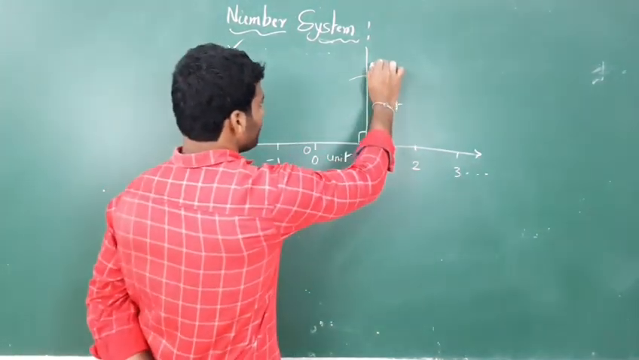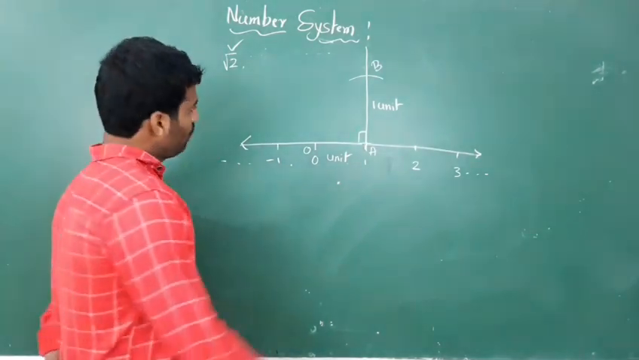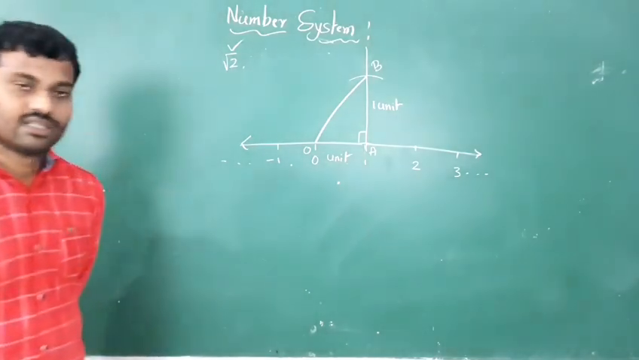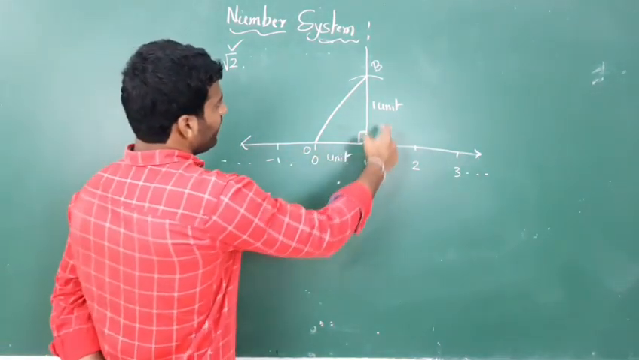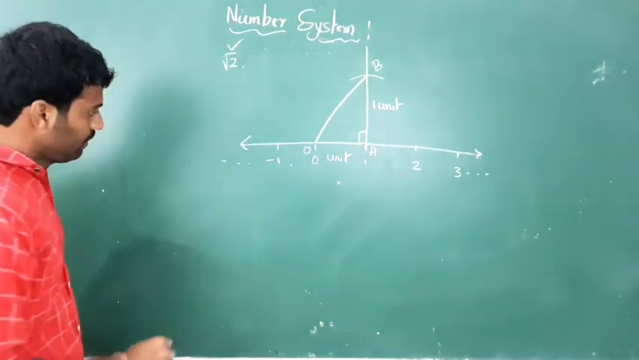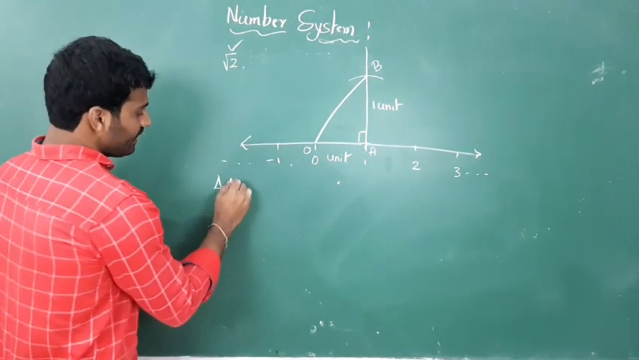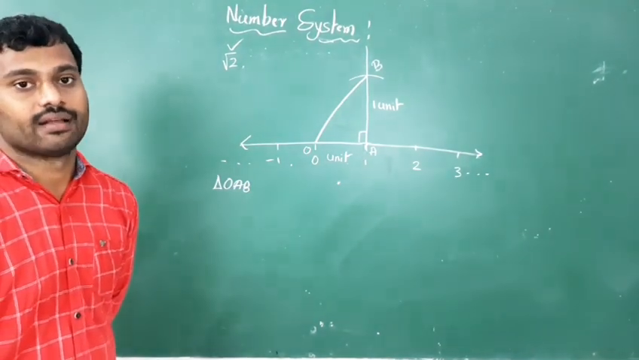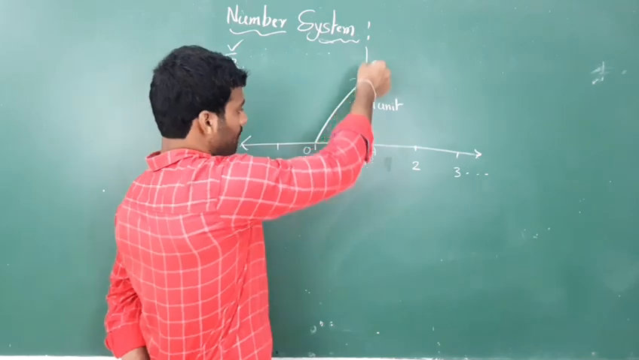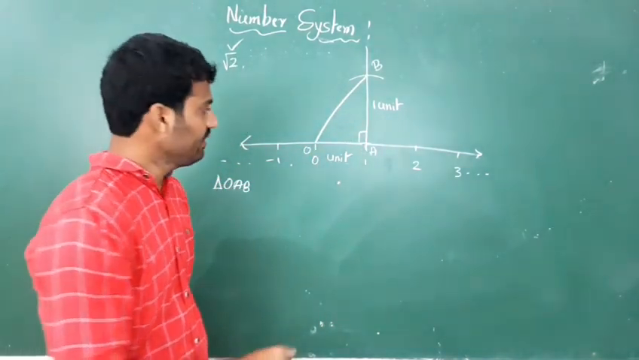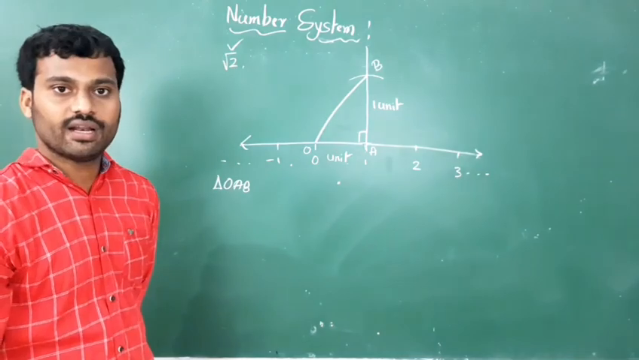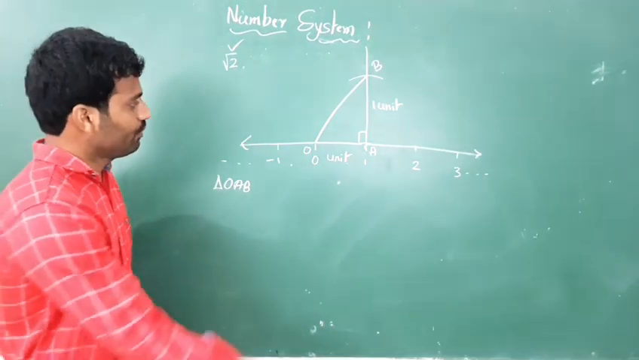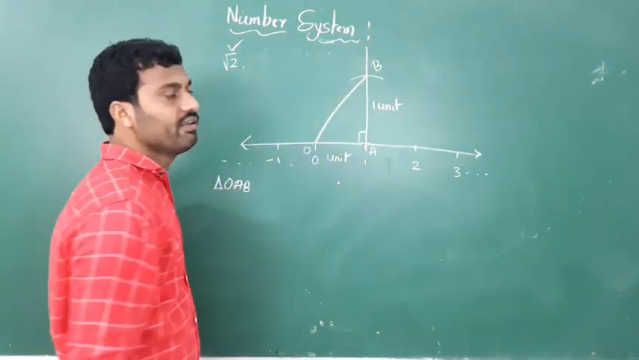So this point you consider as B. So O, B, you join it. Just observe, OAB is a triangle, and that too a right angle triangle. Clear or not? Because I said perpendicular line, you draw a perpendicular line, so this is 90 degree. So here you apply Pythagoras theorem and find out the OB value.